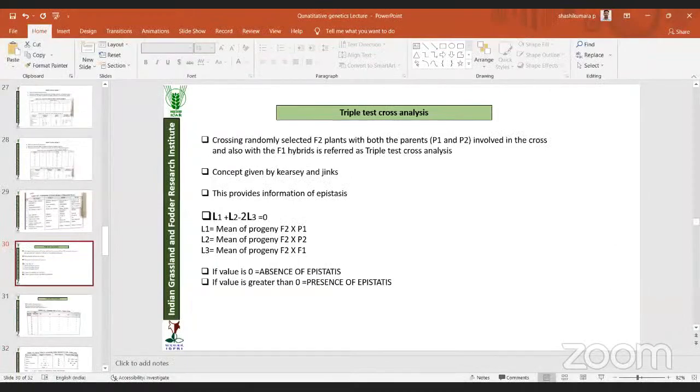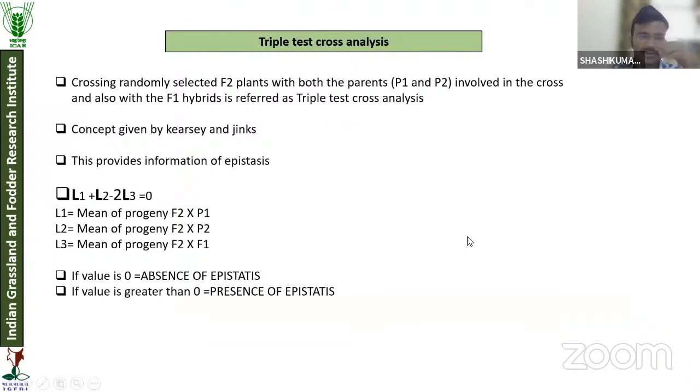Yes, sir. Okay. So now we will move on to triple test cross. Triple test cross is a modification of NCD3. Here, besides crossing the selected plants from the F2 generation with the parents, we will also cross them to F1 hybrids. So that is called triple test cross. It is also called a superior design, because it provides information on epistasis. This concept was given by Kearsey and Jinks.